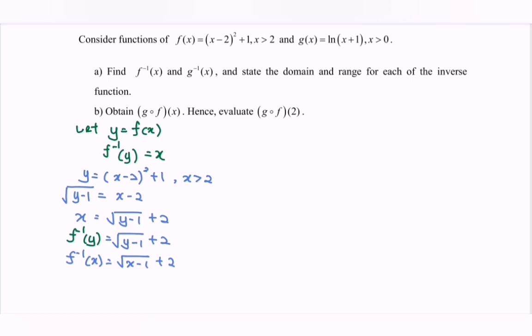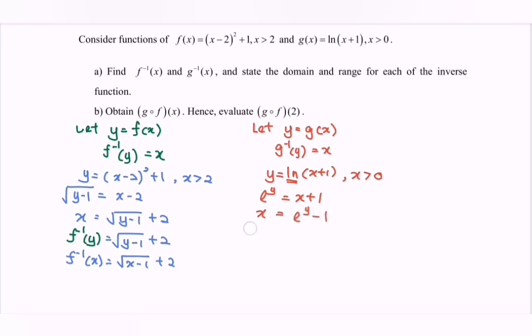Next, let y = g(x) for the other case. g inverse of y is equal to x. So repeat the same process. g(x) is equal to y, so y = ln(x + 1), where x > 0. So express x as the subject. Then ln becomes the exponent: e^y = x + 1. So x = e^y − 1. So g inverse of y is e^y − 1, and g inverse of x is e^x − 1.